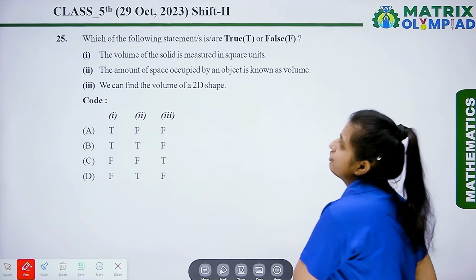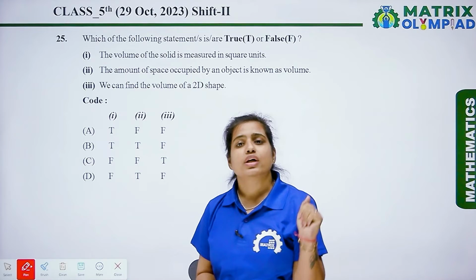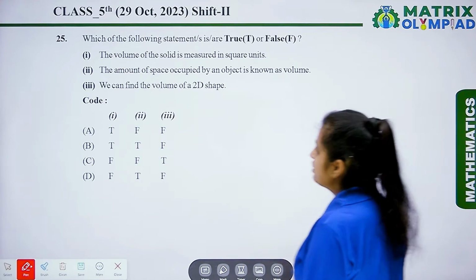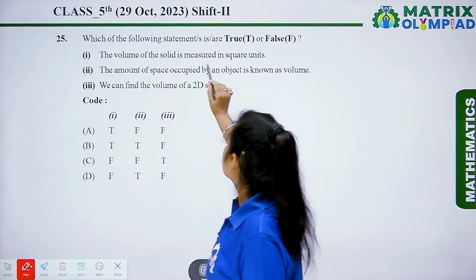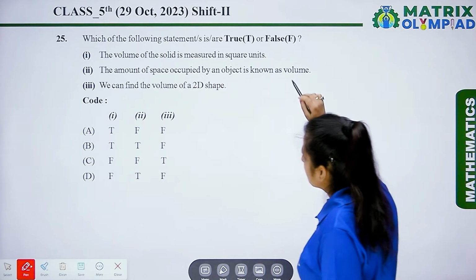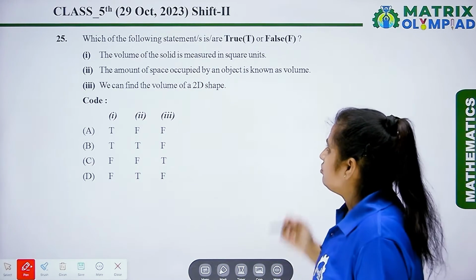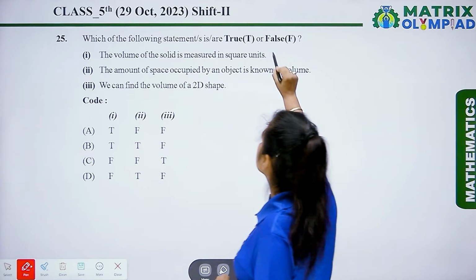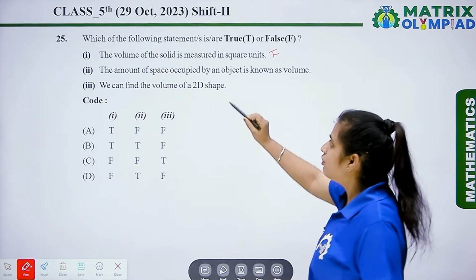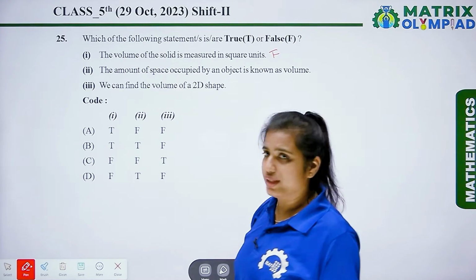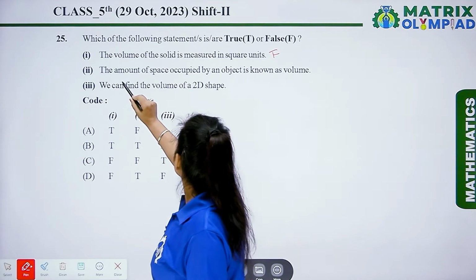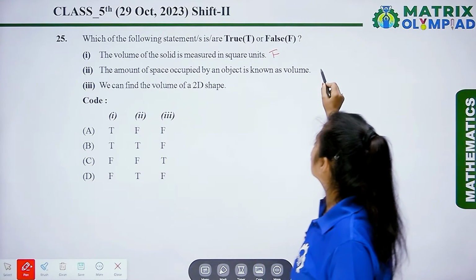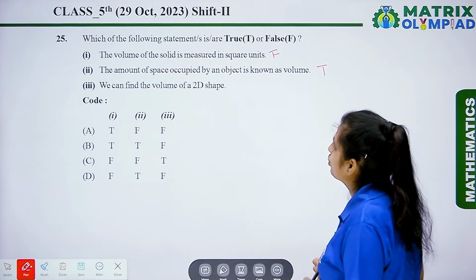Question number 25. In this question also we have to state which statement is true and which is false. So here the first statement is, the volume of a solid is measured in square units. No, this statement is false because the volume of a solid is measured in cubic units. Next is, the amount of space occupied by an object is known as volume. Yes, this statement is true.